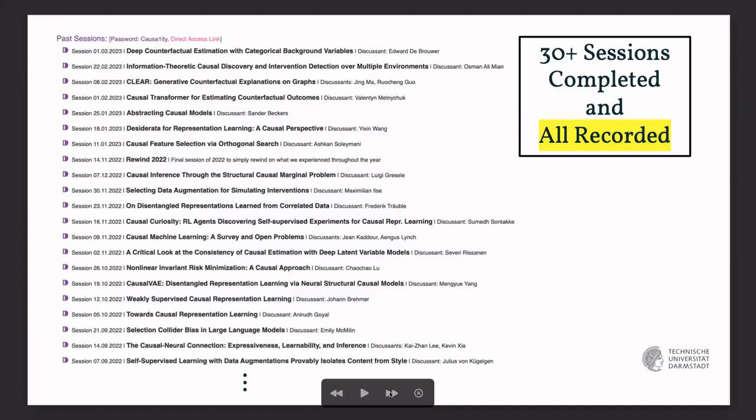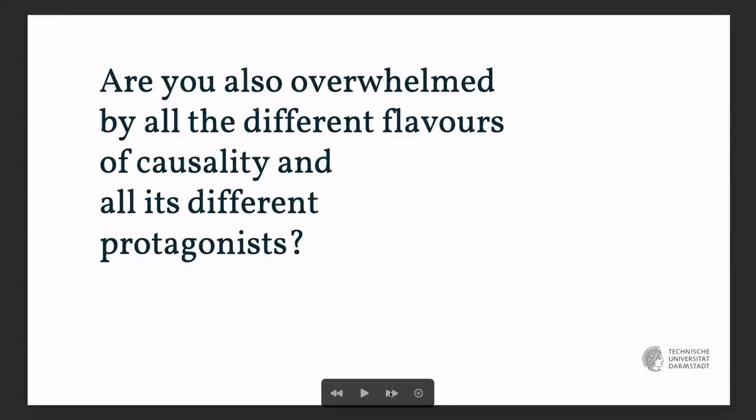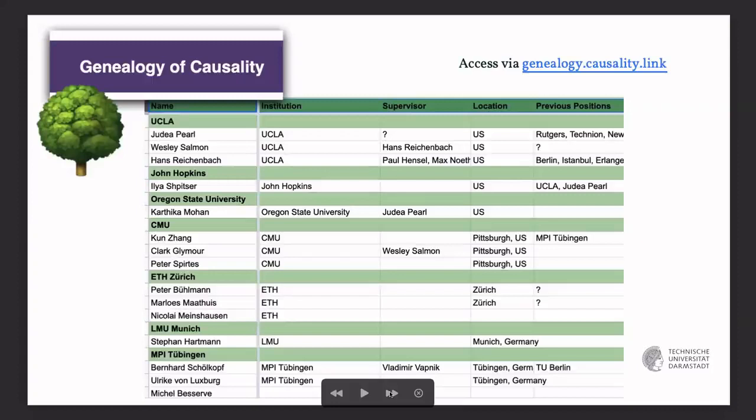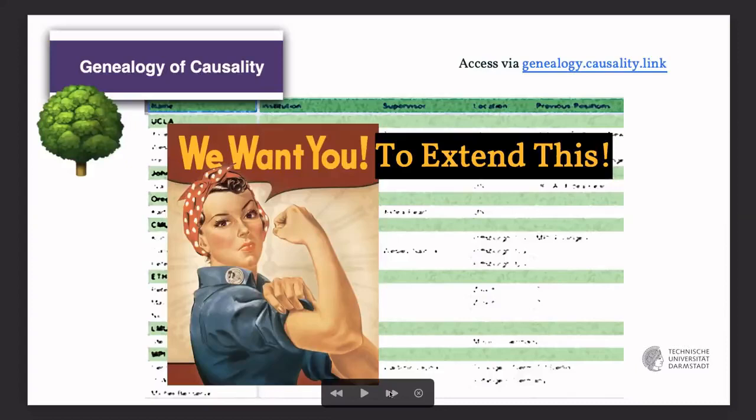One more thing. As you've already mentioned, Rubin, Pearl, Miguel Hernan, there are many people involved in causality. Given that I'm very passionate about causality, I've made a genealogy with a colleague of mine. By no means is it complete, but for everyone who's new to this and confused, just check it out. You'll find some names, and if someone is not there, please go ahead and extend it.